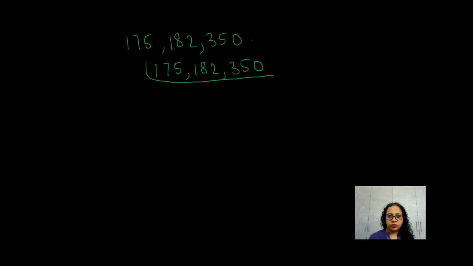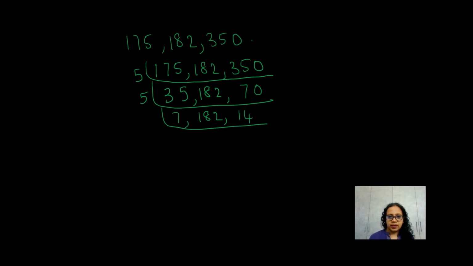Now, the common factor of 175 and 350 is 5. The common factor of 182 and 350 is 2. So let's go with 5 first, as 175 and 182 do not have any common factors. Let's go with 5. So you get 35. We put 182 as it is, as it's not divisible by 5. And 70. We can again go with 5. We'll bring down 182 as it is.